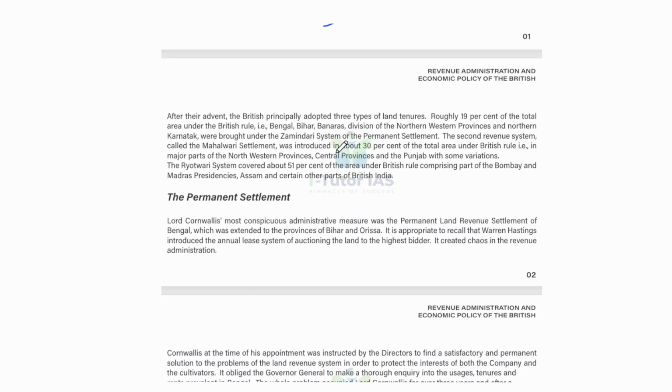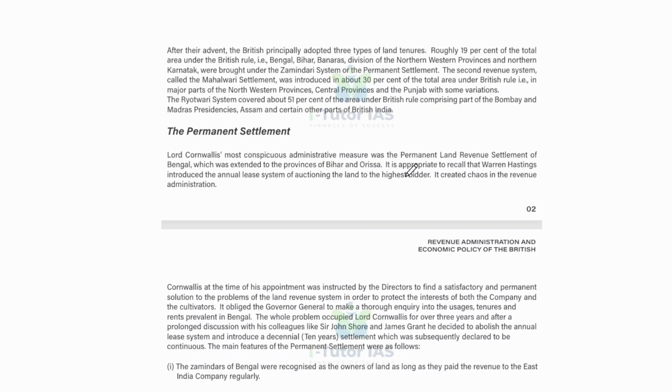collection. After their advent, the British principally adopted three types of land tenures. Roughly 19% of the total area under British rule, that is Bengal, Bihar, Banaras, the division of the Northwestern Provinces, and North Karnataka, were brought under the zamindari system or the permanent settlement. The second revenue system, the Mahalwari system, was introduced in about 30% of the total area.